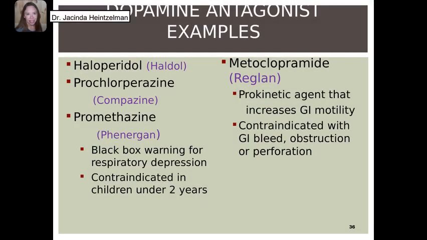Some examples of dopamine antagonists would be Haldol. And remember, we had talked about Haldol when we talked about medications that affected the central nervous system. And remember, we talked that is a common medication that we'll use for chemotherapy patients to prevent the nausea and vomiting. Compazine is another dopamine antagonist.